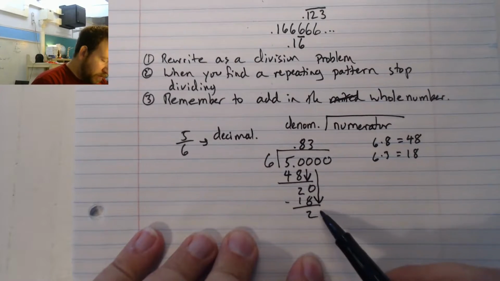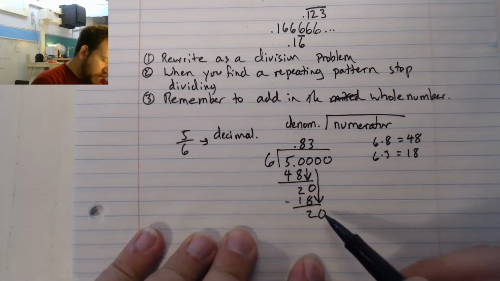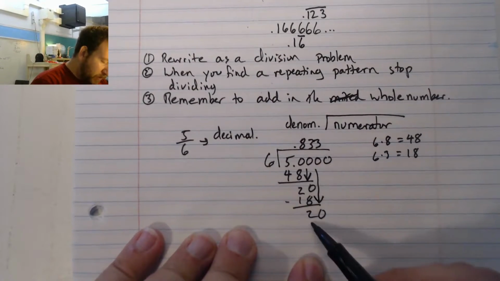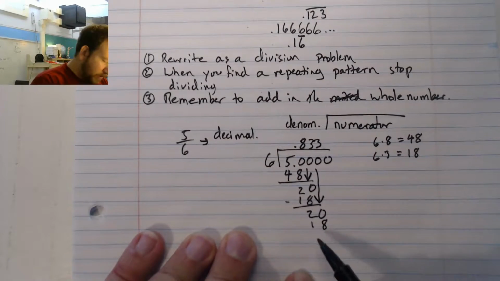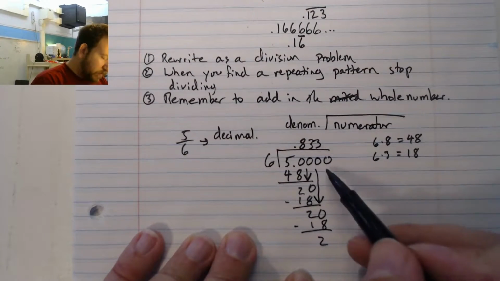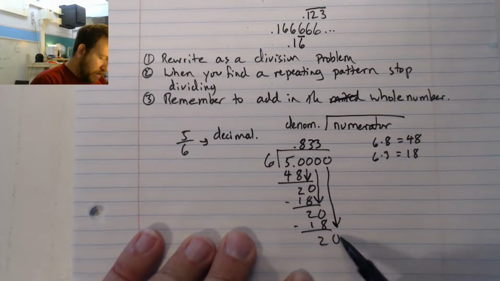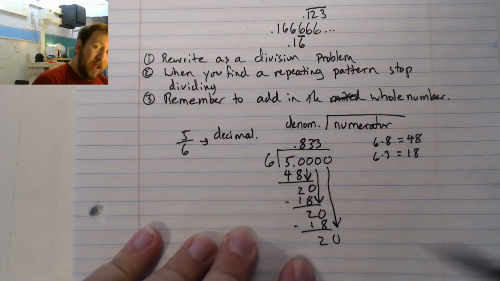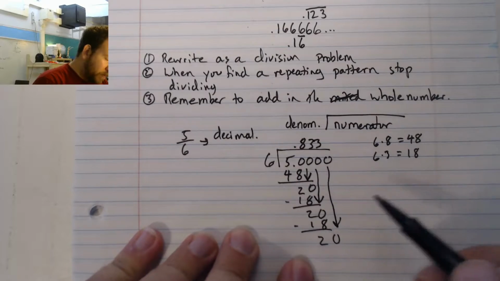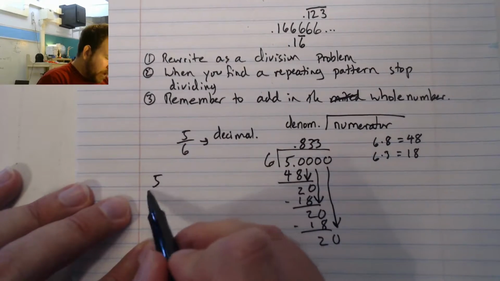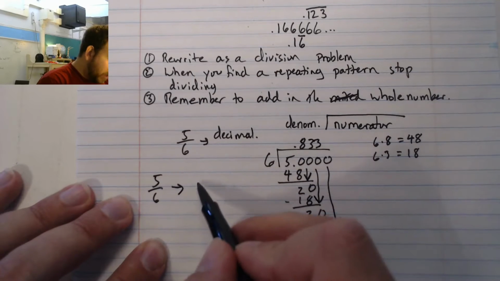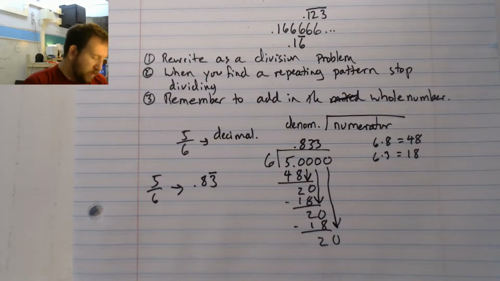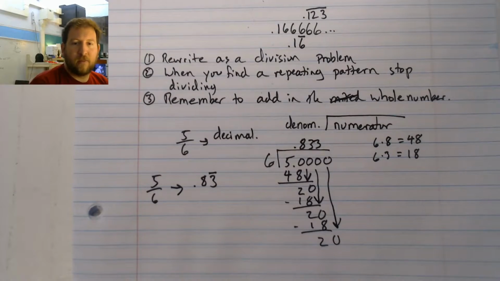This is starting to look a little familiar already. How many 6's are in 20? Well, I did that already. I know it's 3. 6 times 3 is 18, and I get 2 again. I think I've found the pattern because I'm just going to keep getting 20 every time I do this. So when I write my pattern out, I can write it like this: 5/6 goes to 0.83 repeating, because it's just the 3 that's repeating. It's not the 83 that repeats over and over.